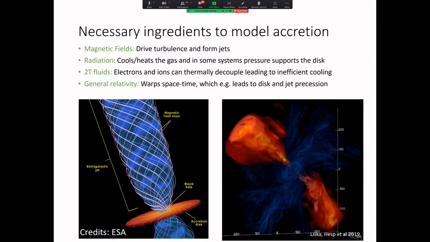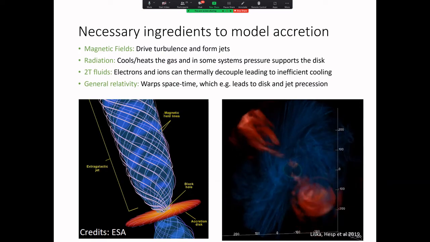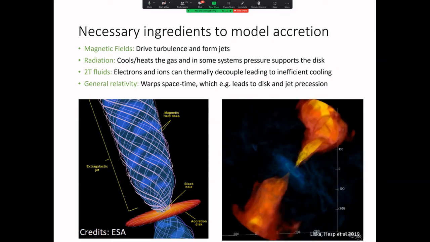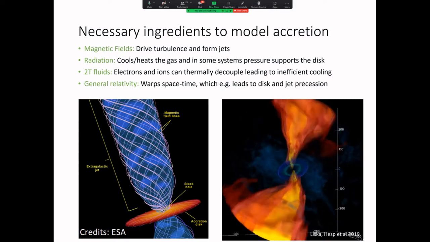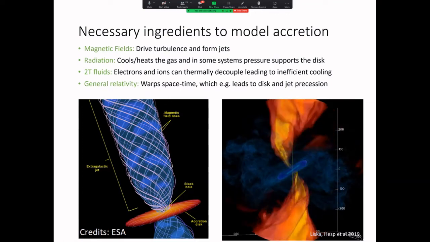Here you see a numerical simulation of an accretion disk and jet. In the middle, you see an accretion disk. Here you see a jet. Again, the axes are given in gravitational radii, and in this case, the black hole spin axis is pointing up, and the disk is misaligned by 45 degrees with the black hole spin axis. Because of this warping of space-time, you have an effect called Lense-Thirring precession, which causes this disk to precess, kind of like a spinning ball, around the spin axis of the black hole. I will come back to precession later on in my talk.